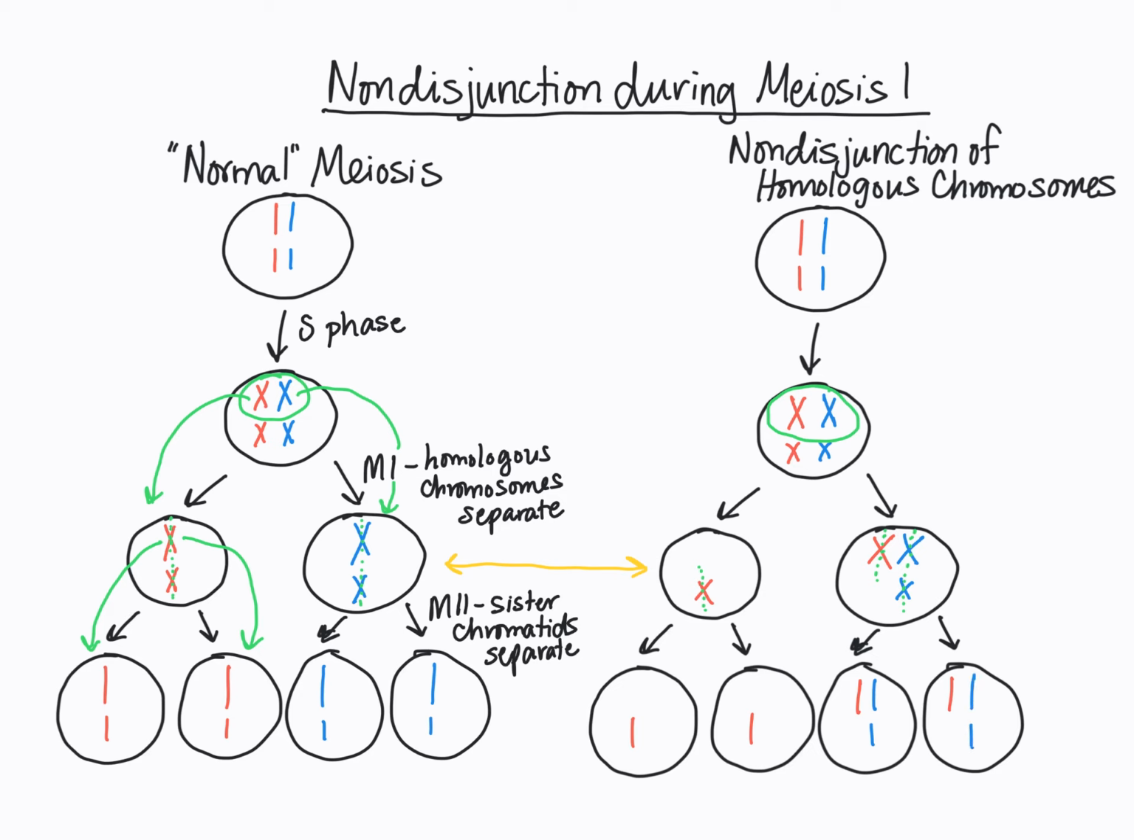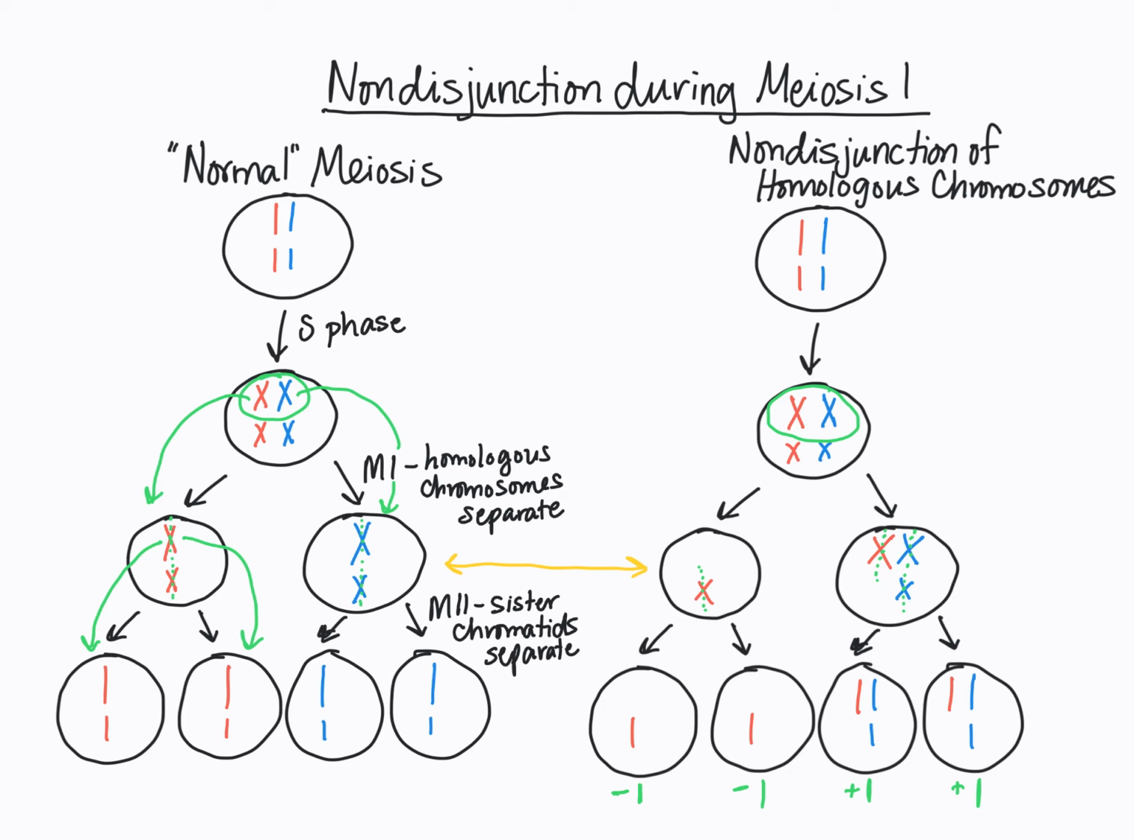And so now what we have are two gametes that are missing a chromosome. So these first two here, we can say are -1 with regards to the number of chromosomes they're supposed to have. Meanwhile, these other gametes have +1, so they have an extra chromosome that they're not supposed to have.